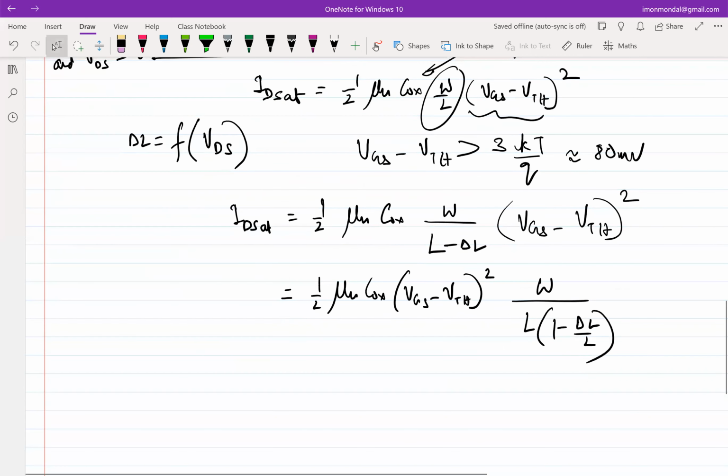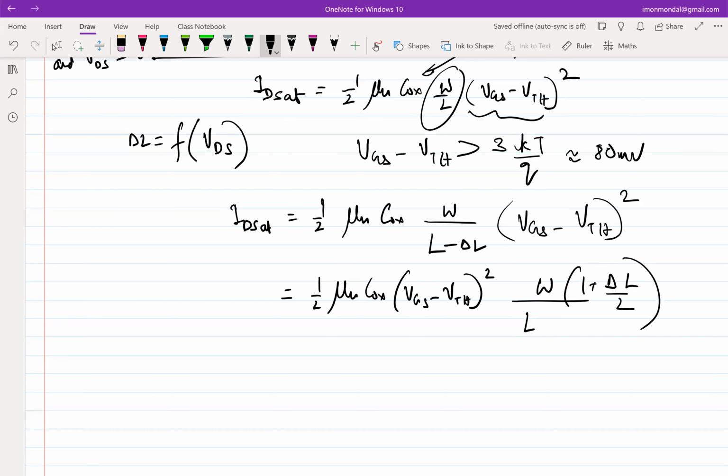If delta L becomes a significant portion of L, your transistor action will get lost, right? So our device colleagues have ensured that they make devices in such a way that delta L is much less than L. If that is the case, I can use Taylor series. So this essentially becomes W by L, 1 plus delta L over L.